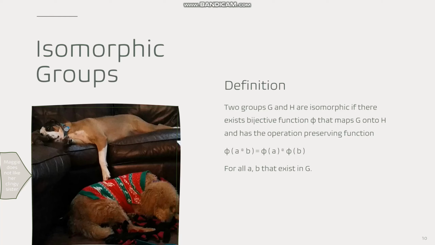And what an isomorphic group is actually going to be is two different groups. So you have, let's say, two groups, G and H. They're going to be isomorphic if there exists a bijective function, we'll say phi here, that maps the elements of G onto H, and also has the operation preserving property: phi of A star B, where star is the operation on G, equals phi of A star phi of B. So as long as that operation is preserved between the two groups based on the bijective function phi, then they are isomorphic to each other.